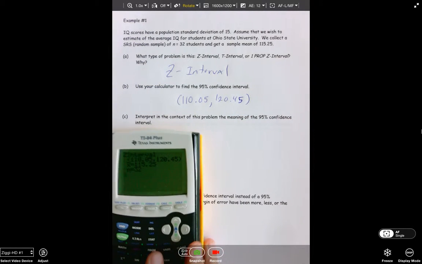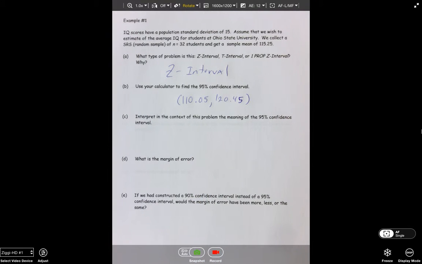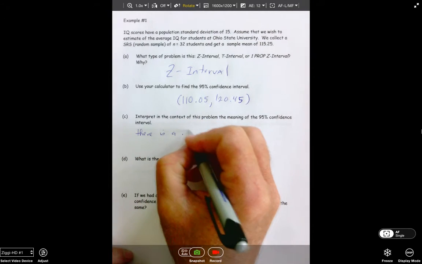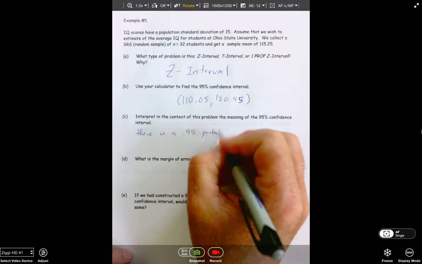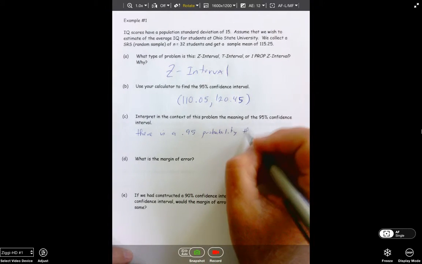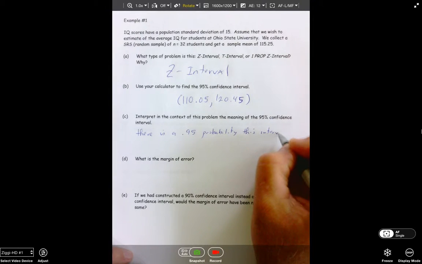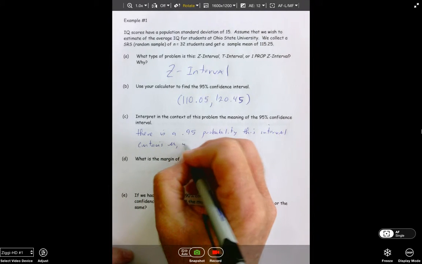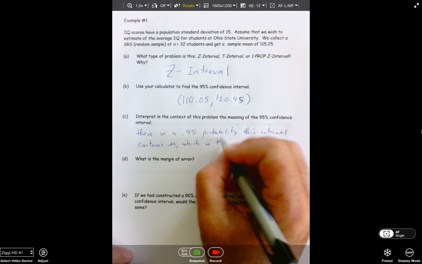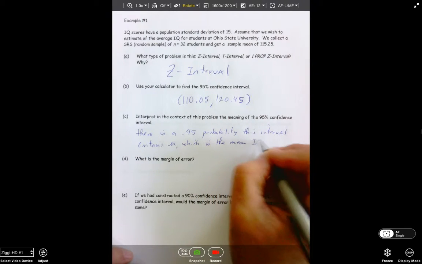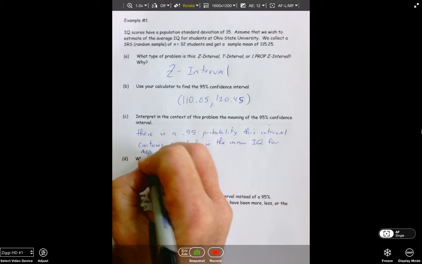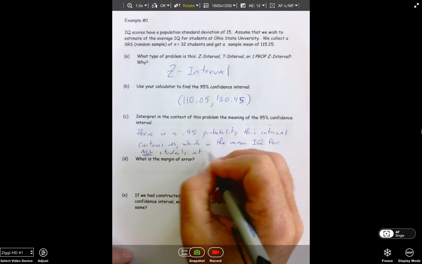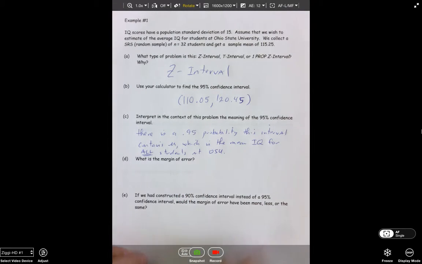All right. Interpret in the context of the problem the meaning. There is a 0.95 probability this interval contains mu, which is the mean IQ for all students at Ohio State University.